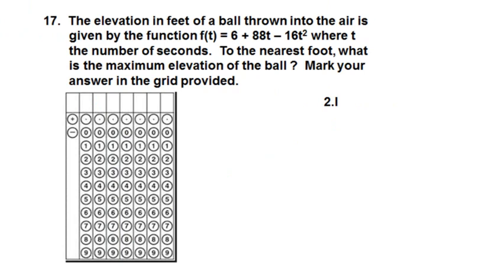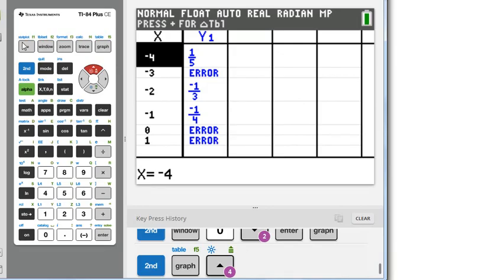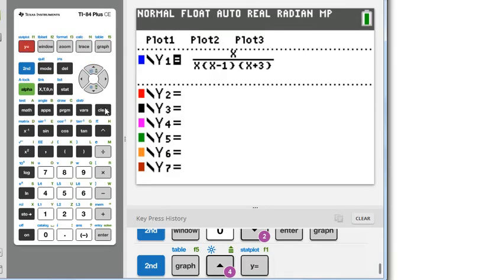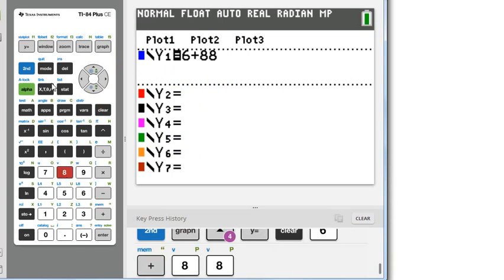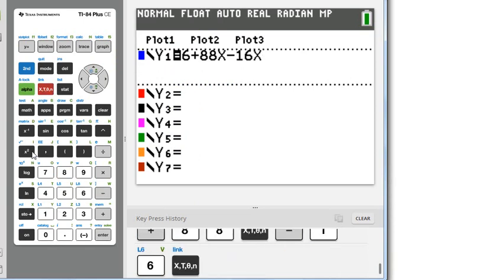Number 17 is one that I had quite a few people miss, so let's put this in here and figure out how that happened. The elevation in feet of a ball thrown in the air is given by the function f of t equals 6 plus 88t minus 16t squared. So let's go put that in our calculators. Definitely a calculator problem. So 6 plus 88x minus 16x squared.